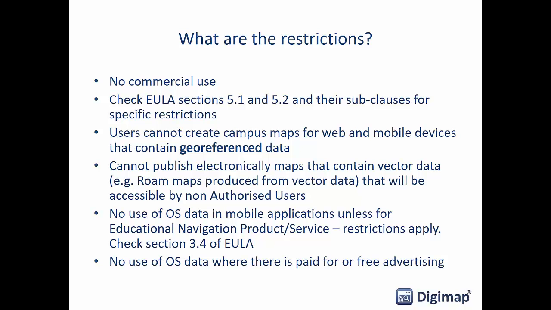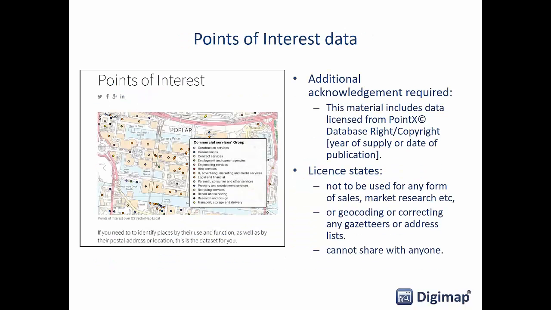You can't use OS data in mobile applications unless they are for educational navigation products or services, and they are specifically designated in the EULA as well. Do check section 3.4 of the EULA on that. And you can't use OS data where there is any paid for or free advertising. We did have a question once about advertising the location of an academic conference, and in fact it was a geo-related conference, and OS let that one through once they'd seen all the different materials that were going out. So if you've got something like that, it's worth coming to ask us about it, I think.